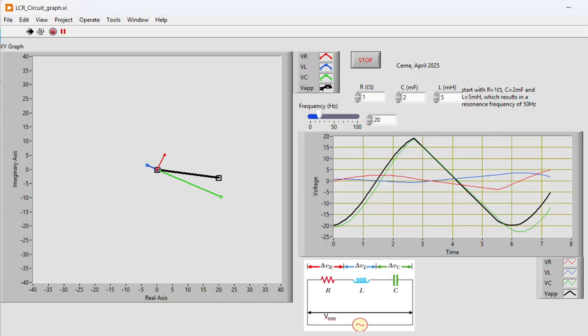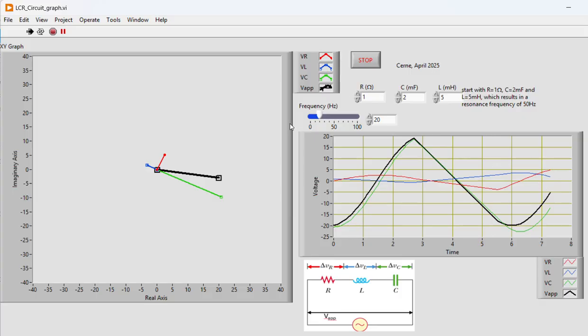Please note that the current through the whole circuit is the same everywhere, and it is going to be in sync with the voltage across the resistor, because when the current is big, the voltage drop across the resistance is big. When the current is small, the voltage drop across the resistor is small. So the current will be in phase with this red vector, and all we're doing is projecting these three vectors onto the vertical axis. As we do that, we plot them up here at increasing time.